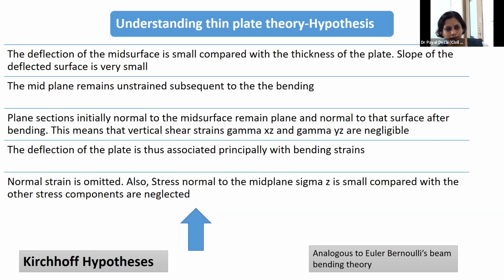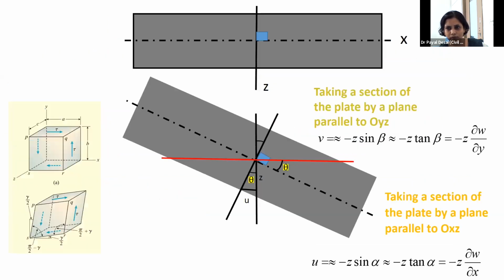Then the third assumption, which is extremely important, is that plane sections initially normal to the mid surface remain plane, and normal to that surface after bending. And the meaning of this is that the vertical shear strains, that is gamma xz and gamma yz, are negligible. So the geometrical significance of this I will cover in the next slide.